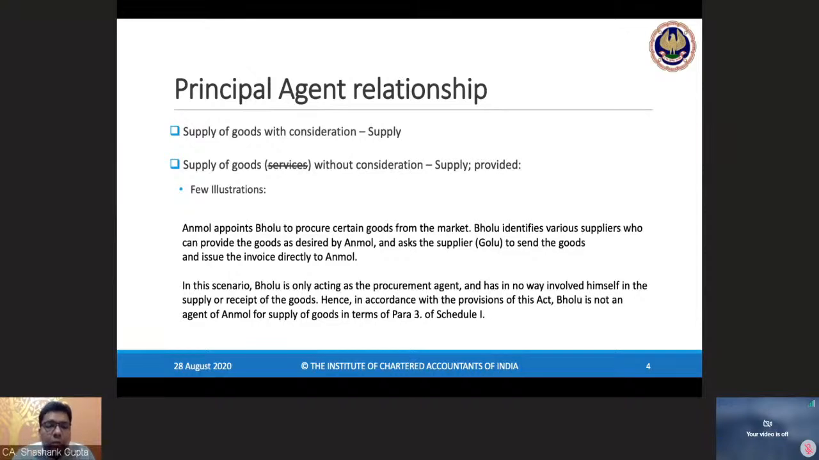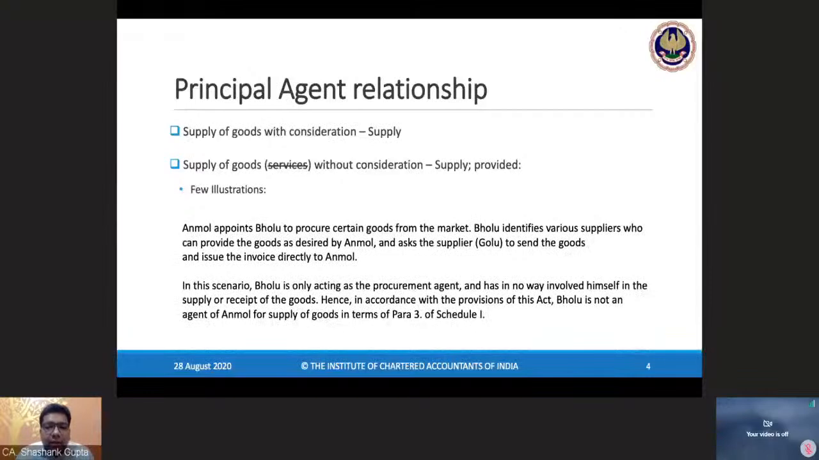So let me go by some illustrations to help you understand better. And these illustrations are all flowing from your study material. I have taken specifically those up so as to help you understand. So Mr. Anmol appoints Mr. Bholu to procure certain goods from the market. Go and buy some goods for me.